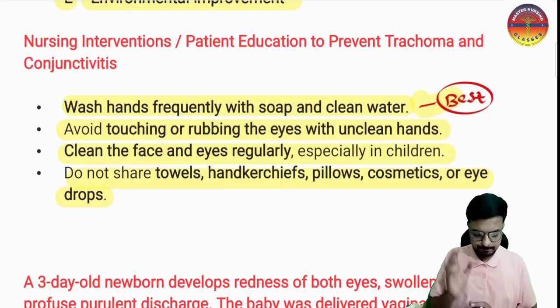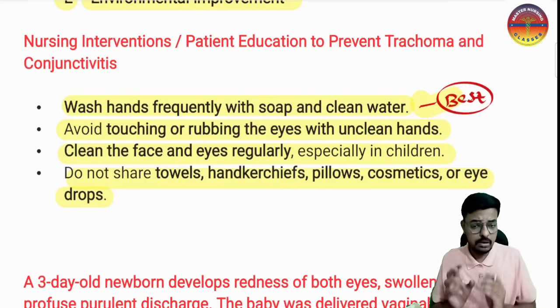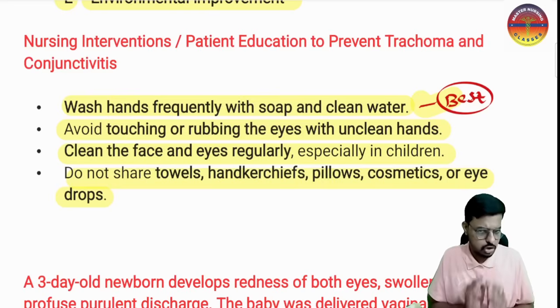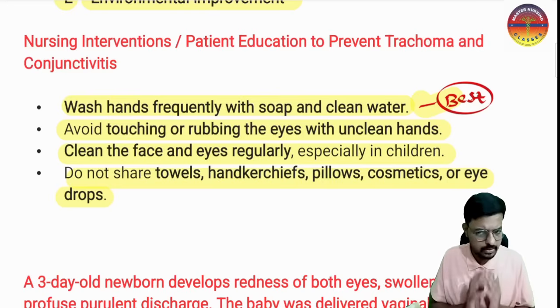Fine. So here, most importantly, mothers are very keen to apply cosmetics to the eyes of their own children. In a case of conjunctivitis and trachoma, we educate them not to apply any cosmetics to the eyes. So this is very important.